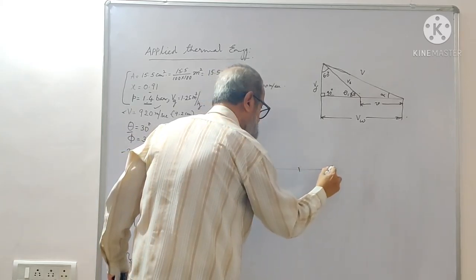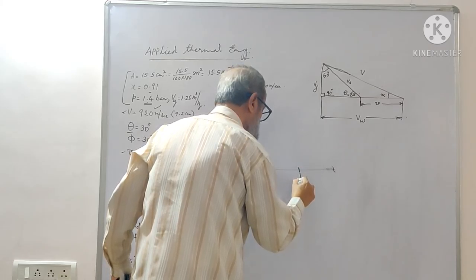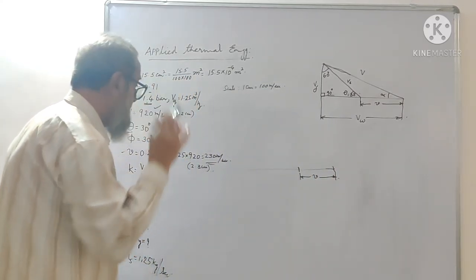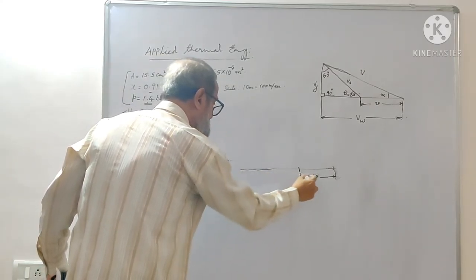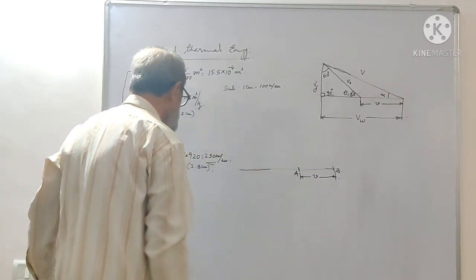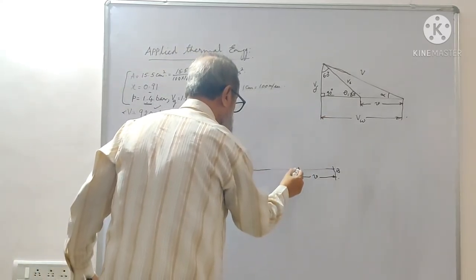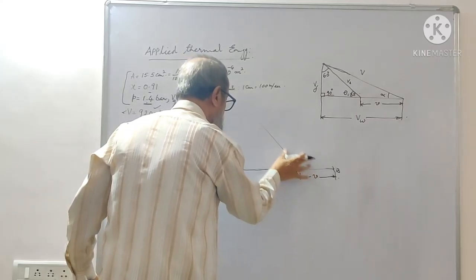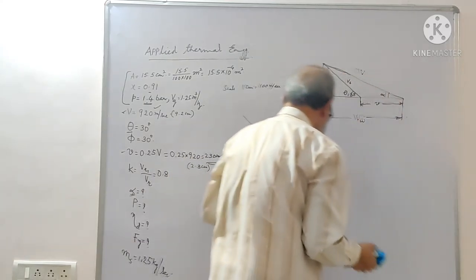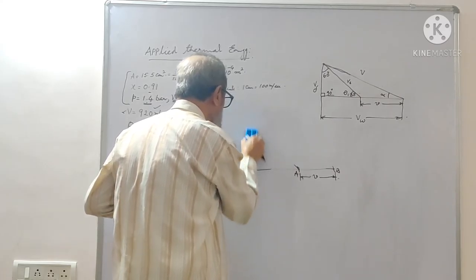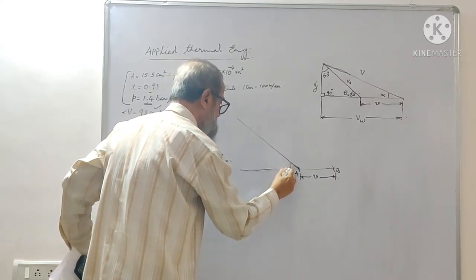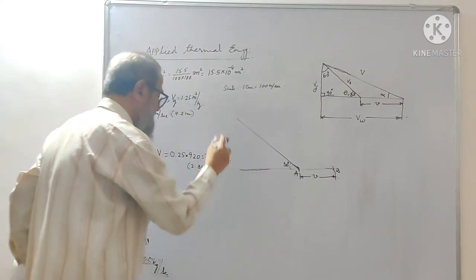On this line, mark small v. You take it as 2.3 centimeters. You can give this some names, A, B. Now, this angle I know is 30 degrees. You mark the 30 degree angle here, that you know.